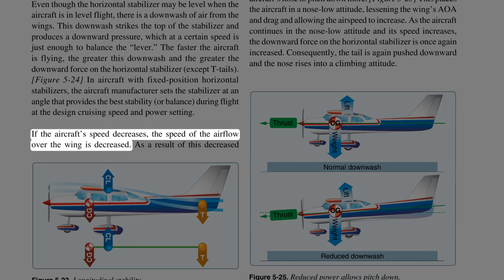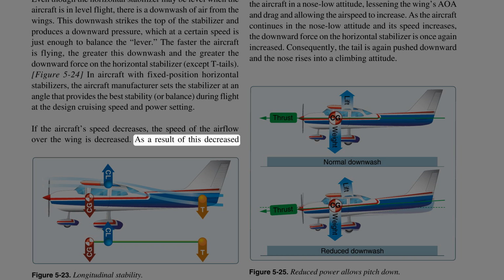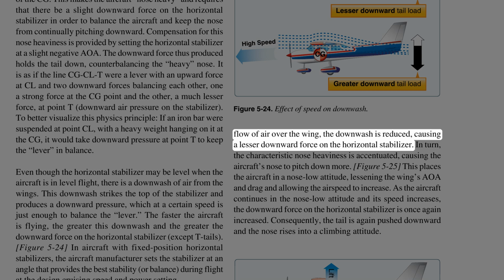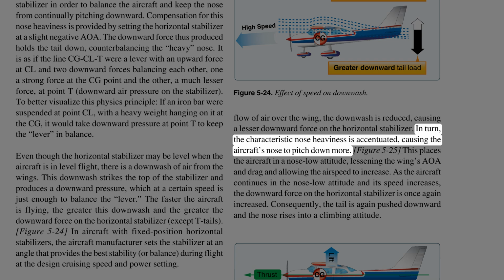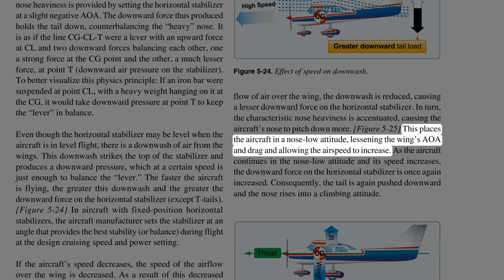If the aircraft's speed decreases, the speed of the airflow over the wing is decreased. As a result of this decreased flow of air over the wing, the downwash is reduced, causing a lesser downward force on the horizontal stabilizer. In turn, the characteristic nose heaviness is accentuated, causing the aircraft's nose to pitch down more. This places the aircraft in a nose-low attitude, lessening the wing's yaw and drag and allowing the airspeed to increase.